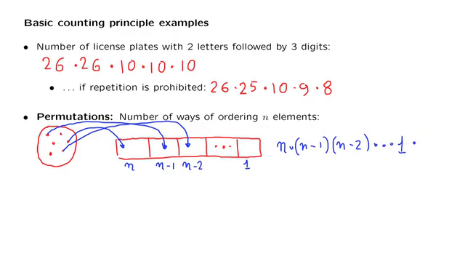And this product we denoted as a shorthand this way, which we read as n factorial. N factorial is the product of all integers from 1 all the way up to n, and in particular the number of permutations of n elements is equal to n factorial.